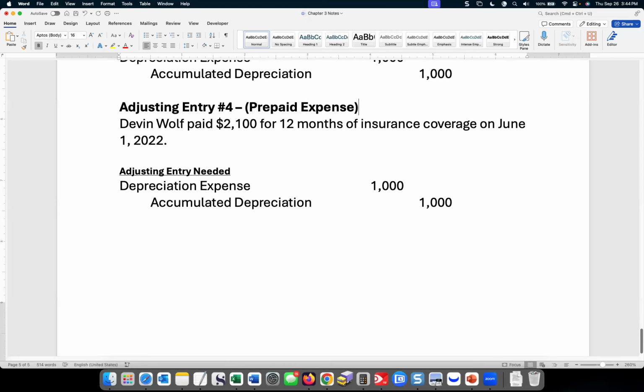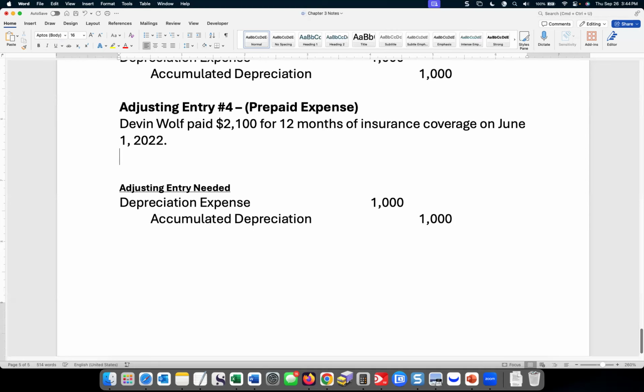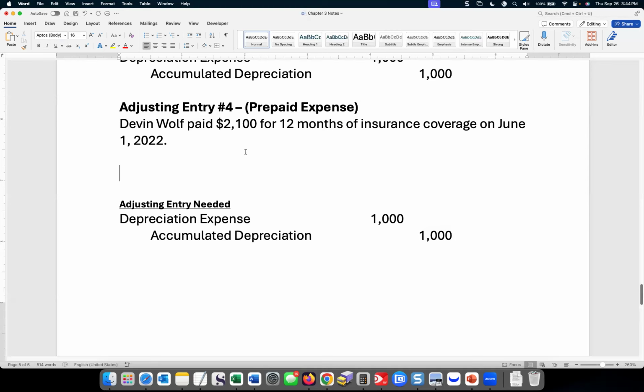How do you use the insurance? Well, the only way you can quote unquote use it is as the time goes by that you have bought coverage for. So as each month goes by, we use up 1/12 of our insurance, right? That's the key here. So one of the things we've got is the amount that they paid.